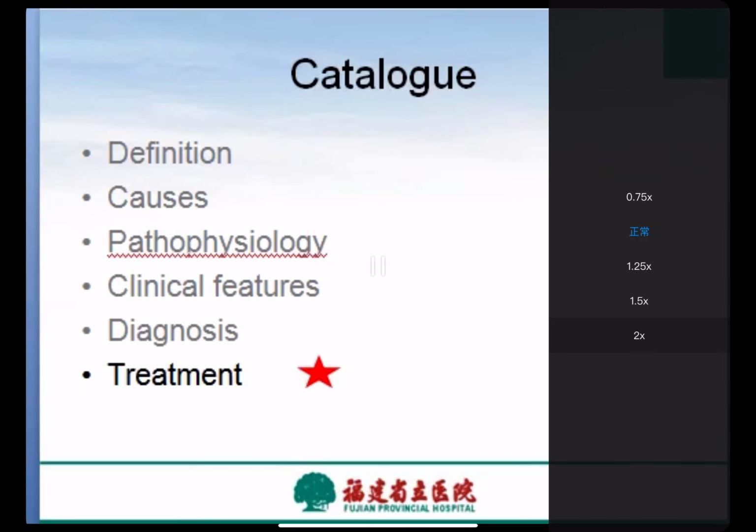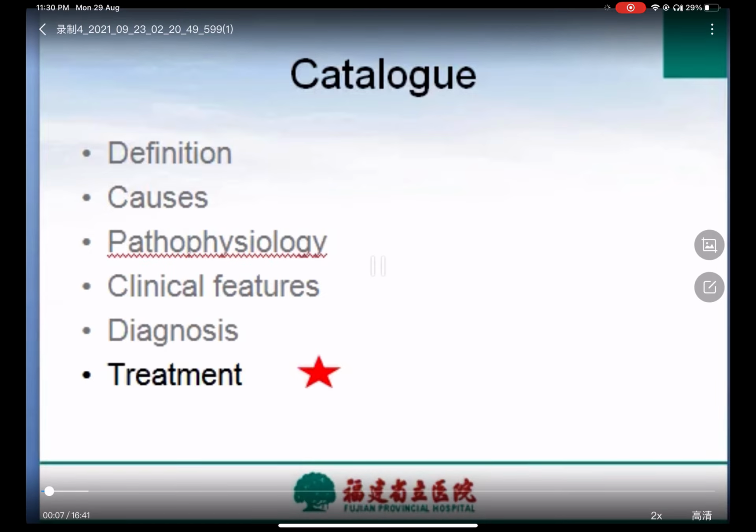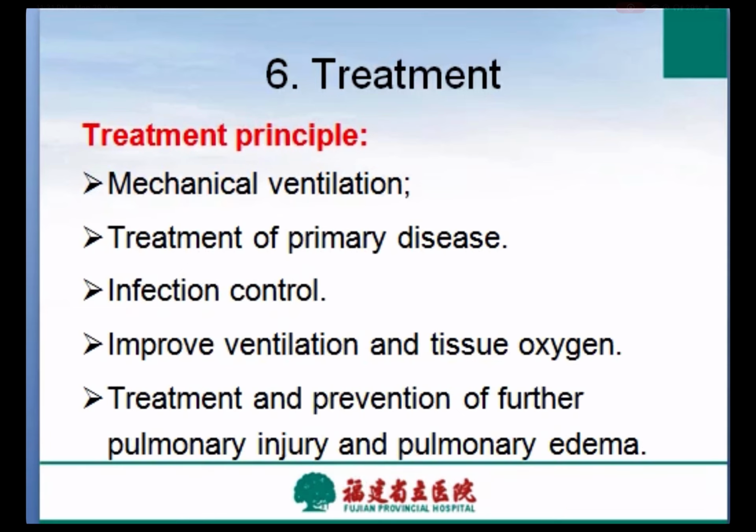And the last part is treatment. It's also the most important part in this class. And for the treatment, first of all, we need to grasp the treatment principle. It includes mechanical ventilation, treatment of the primary disease, and infection control, improve ventilation and tissue oxygen, and at last, treatment and prevention of further pulmonary injury and pulmonary edema.